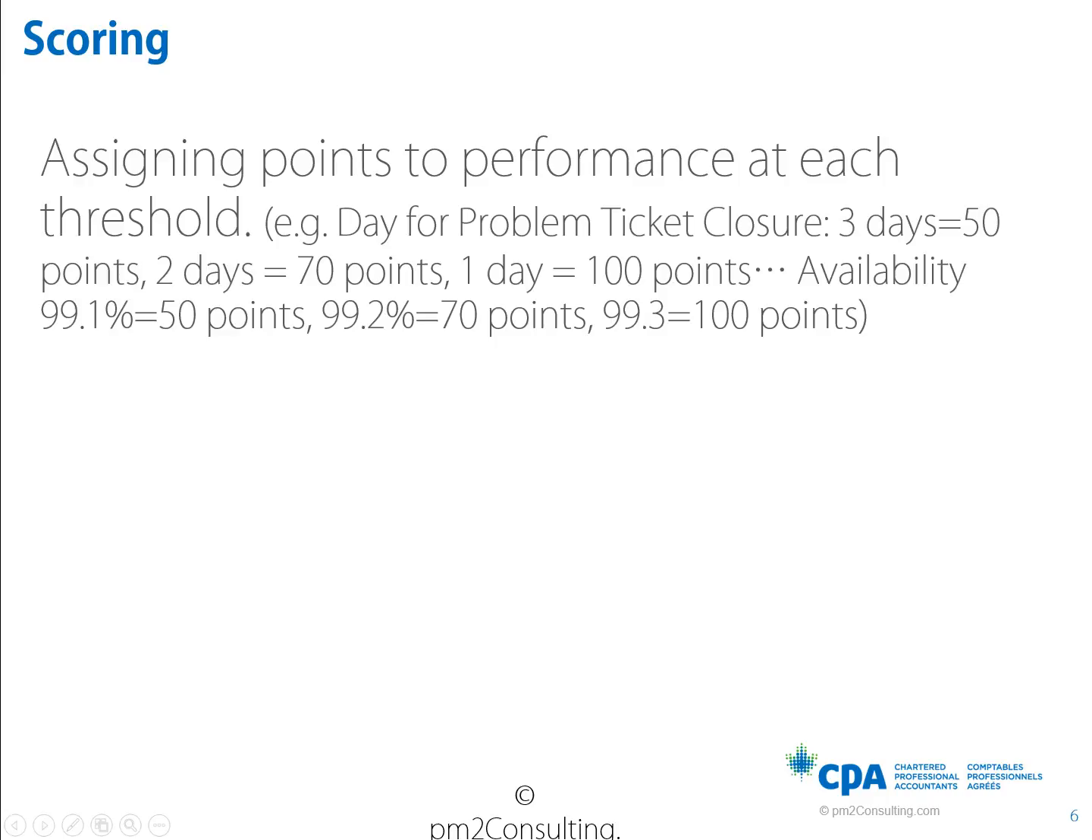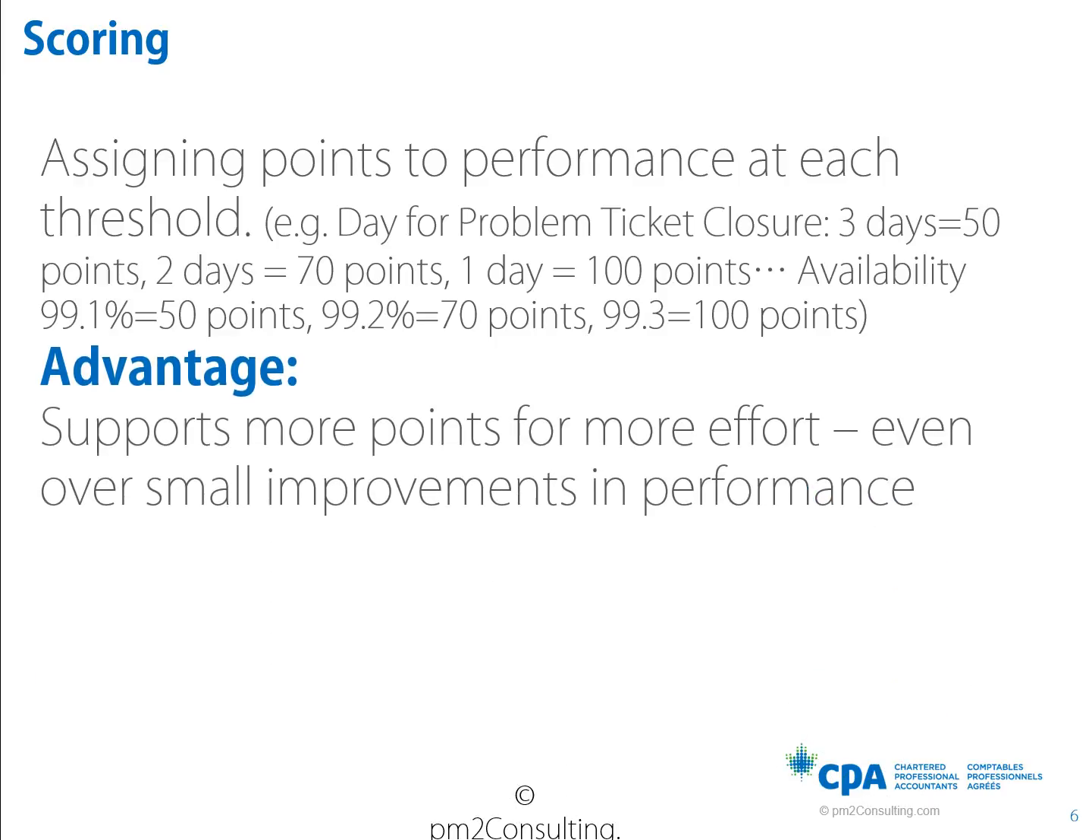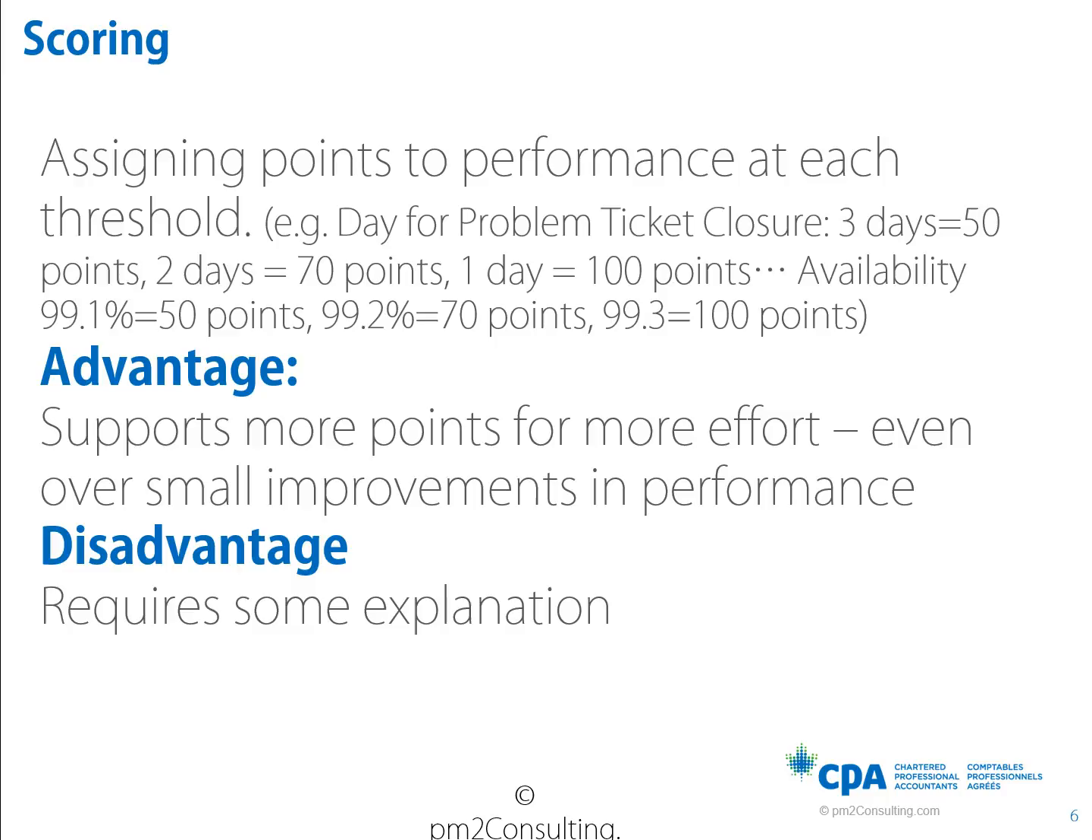So in this case, the confusing example I had from before, availability, 99.1% gives you 50 points, 99.2 gives you 70 points. And so we've shown that non-linear relationship between effort and output by allowing the points to show that non-linear relationship. So the advantage here is it supports more points for more effort, even for smaller improvements in performance. The disadvantage is it requires some explanation.